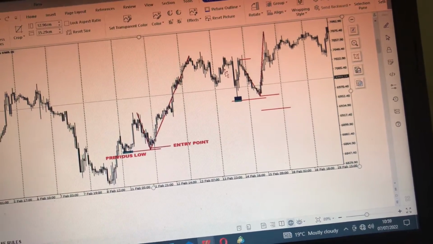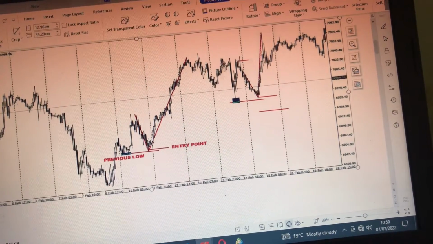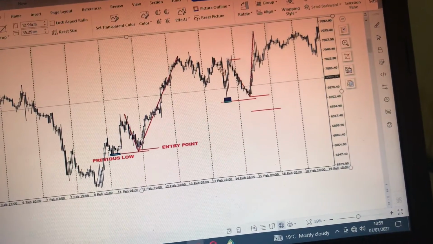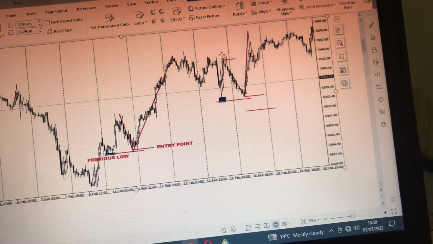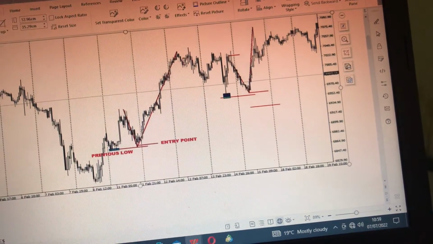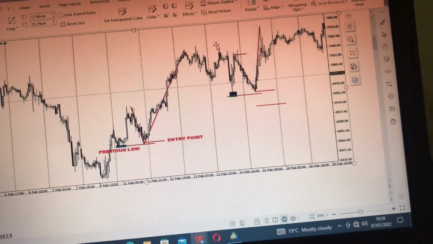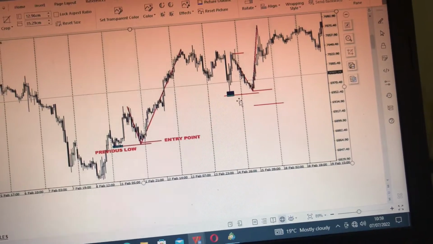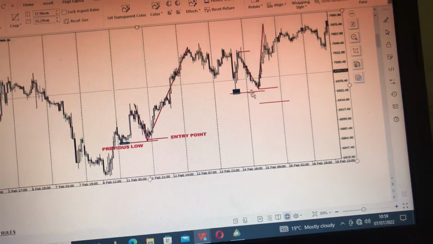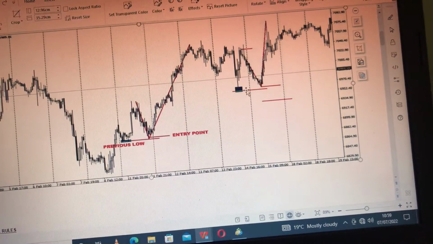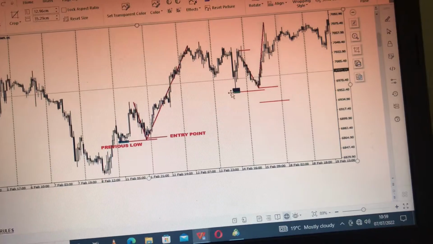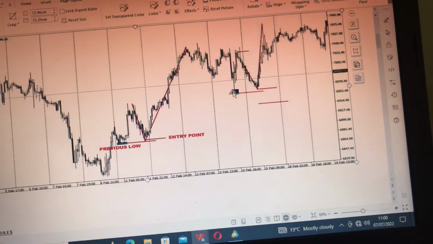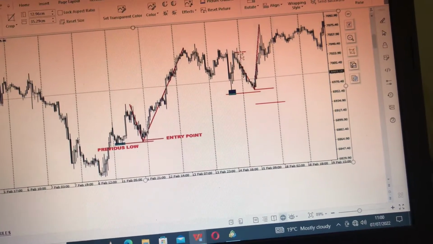Again, let's come here. You see this double top here, wait for it. Price went all the way up, then it came to retest this level. As a V pattern trader, you're supposed to put your straight line here, and then patiently wait for it to come back to retest this.